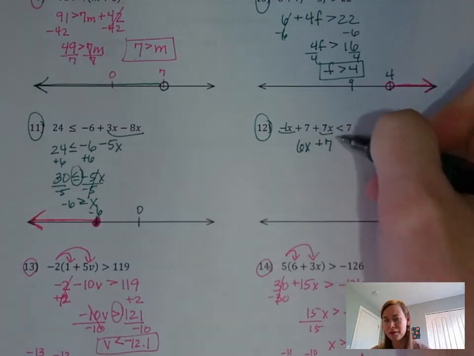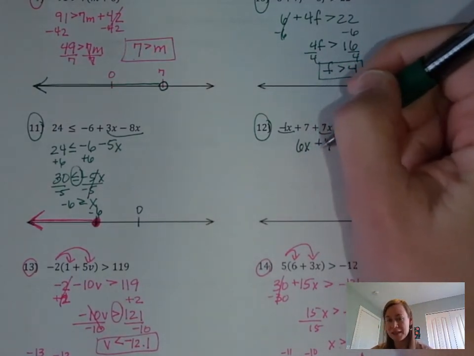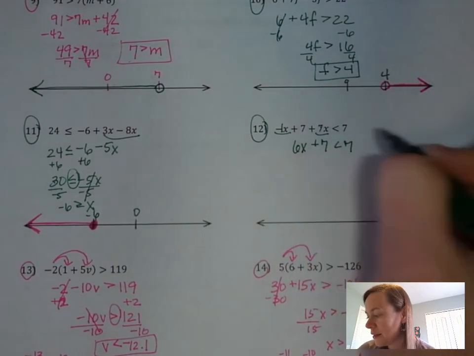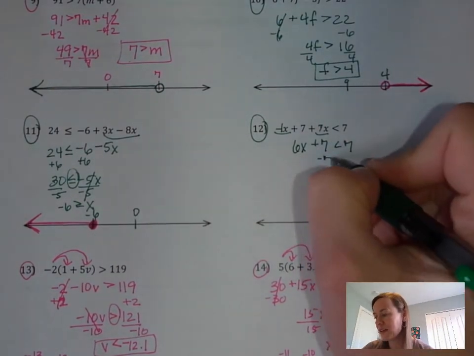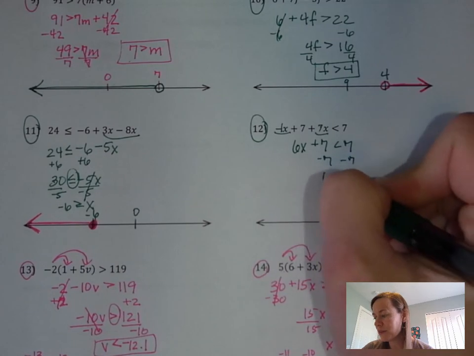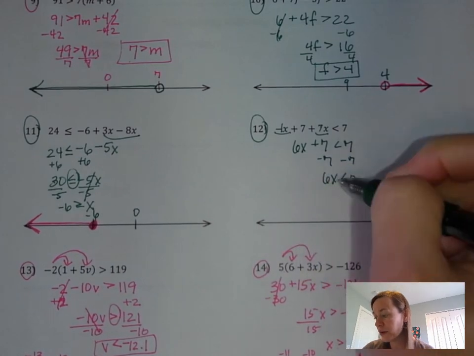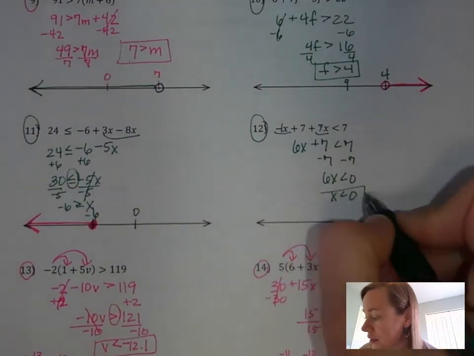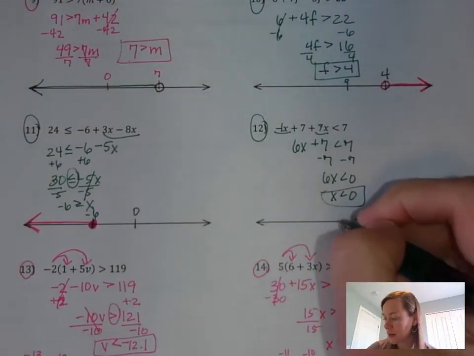Just a quick note here. If you wrote 7 plus 6x, that's totally correct also. And then we're going to bring that down. Okay, now let's solve. You're going to be left with 6x is greater than 0. Okay, divide by 6 on both sides and you're still going to have 0. So this is our solution. Let's put it on the number line.